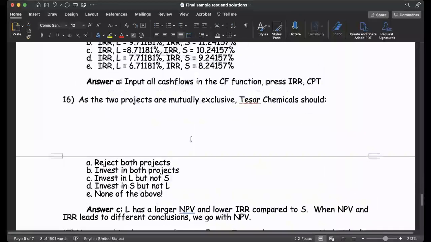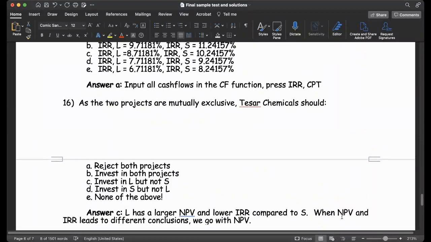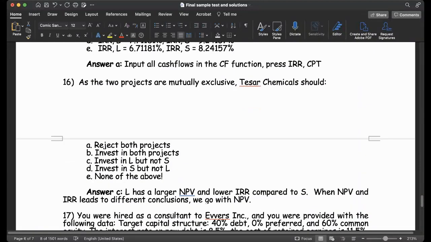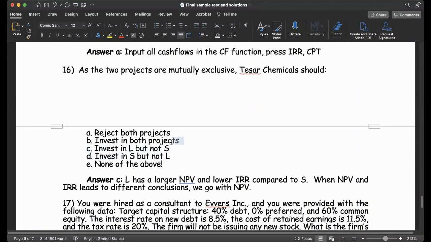But remember, we discussed before, NPV is a better measure compared to IRR, so we need to go with NPV, okay? We need to invest in L, but not S, okay? According to IRR, we should invest in S, but we need to go with NPV here and invest in L. And it's mutually exclusive for these two projects, so we can only choose one of them.